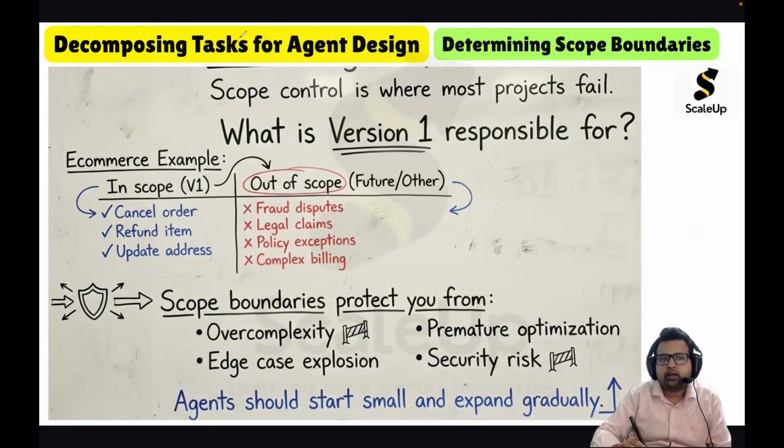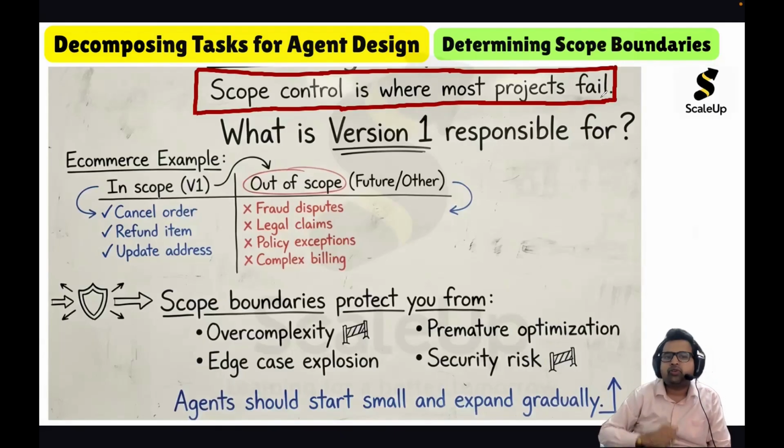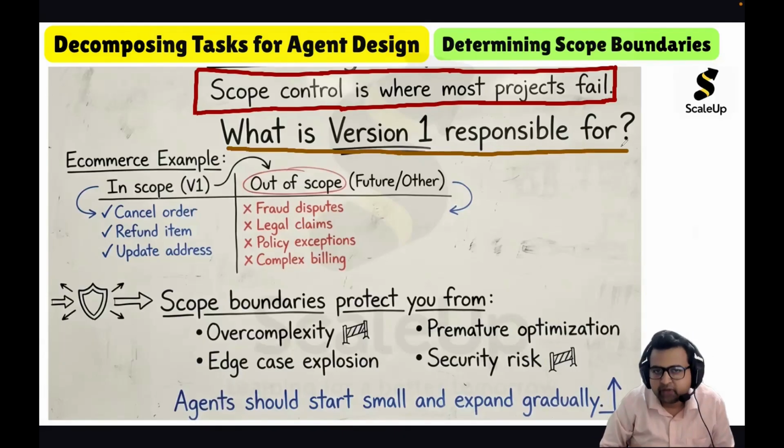Determining scope boundaries. One very important insight: scope control is where most projects fail. And this is applicable for agent design also. When we are designing the agent, the scope should be very clear. That is what determining scope boundaries is. So whenever we are designing an agent, we should answer this question: what is version 1 of the agent responsible for?